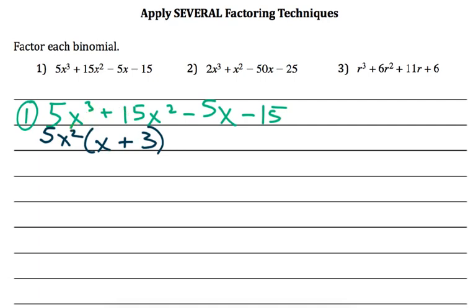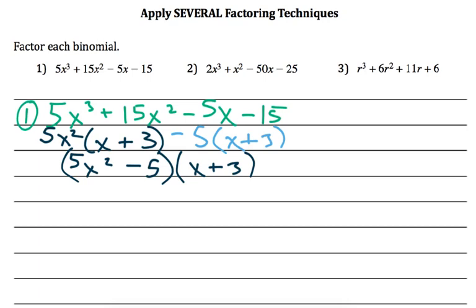On the other side, I can pull 5 out, which would leave me with x plus 3. So that my two sides match up, I got x plus 3 in both of them. So I can factor out 5x squared minus 5 and write it as that times x plus 3.